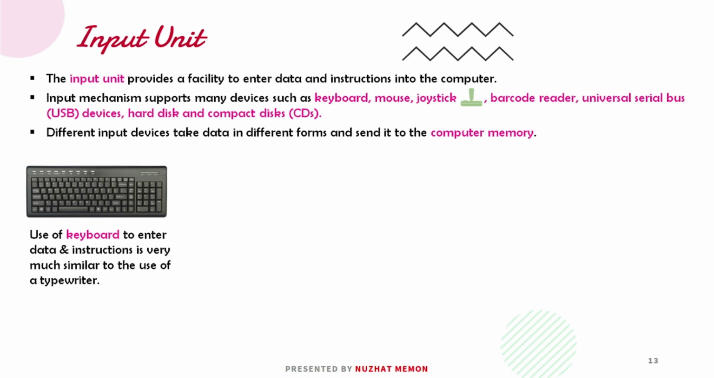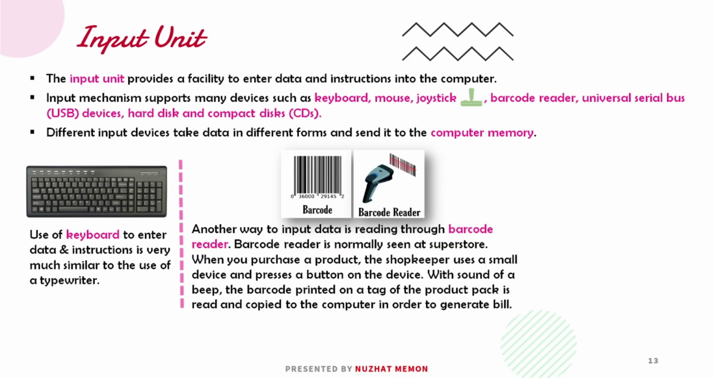Earlier, the keyboard was connected to the computer via cable. Now, as technology has advanced, we can even connect a keyboard using Bluetooth. Another way to input data is reading through a barcode reader. The barcode is data that is coded into white and black lines, and those lines can be read by a barcode reader. A barcode reader is normally seen in a superstore.